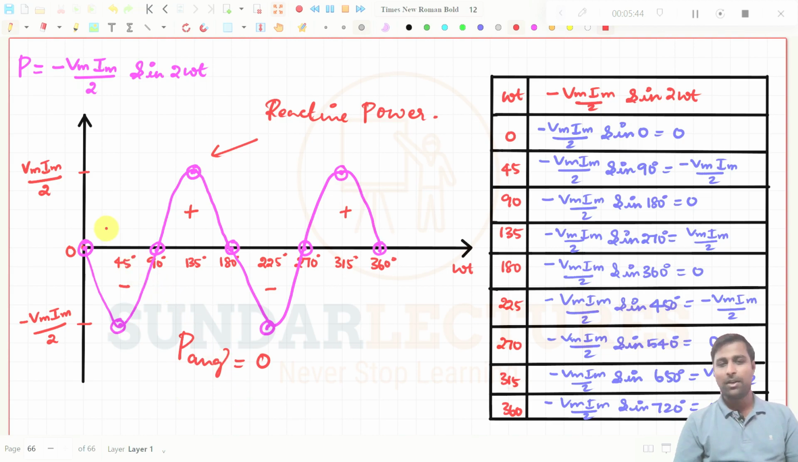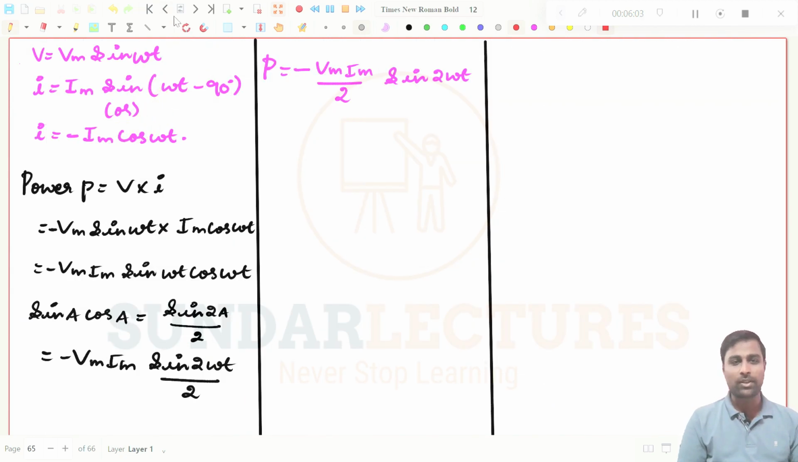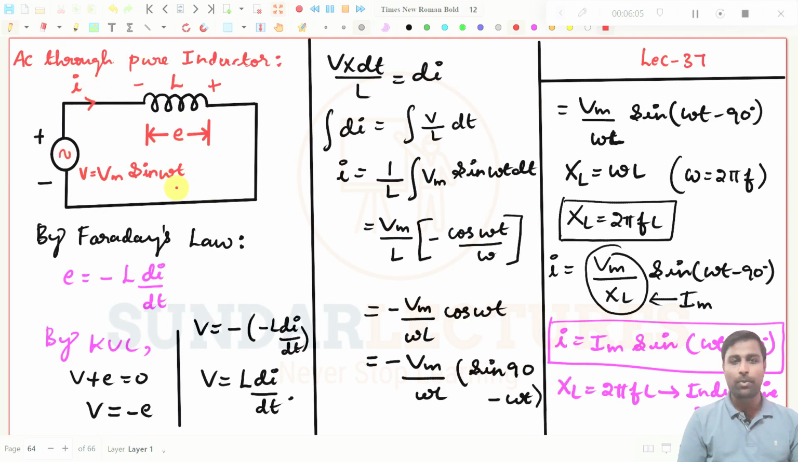Why? Because every power gets cancelled by the other, because it is a positive maximum and a negative maximum. So there is no real power. If you are getting average power, then that is called real power. Since there is no average power, every power that this circuit possesses is reactive power. It's reactive power, right? Can you understand? This has to be understood very clearly.